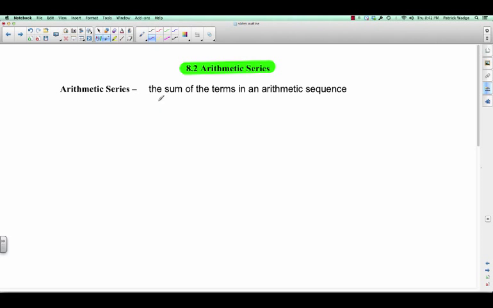What does that mean? Well, last time we talked about sequences. An example of a sequence would be like 6, 10, 14, 18, 22. Why is that an arithmetic sequence? Because it has a common difference. It's going up by 4 every single time, right?